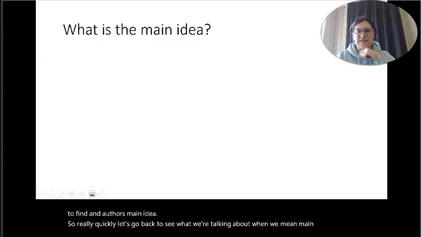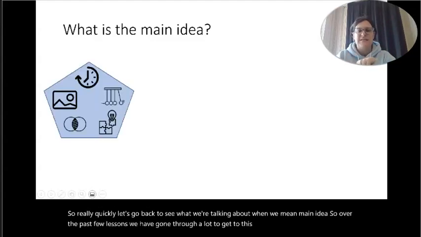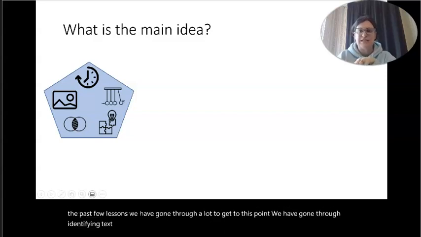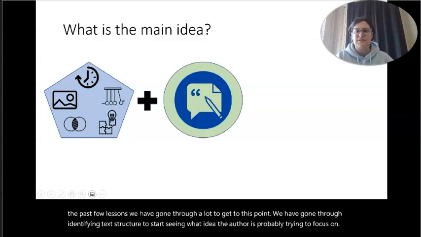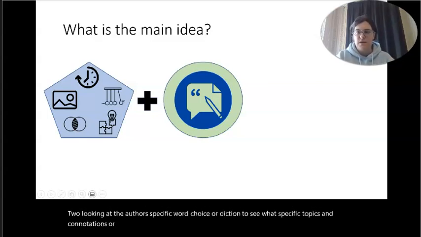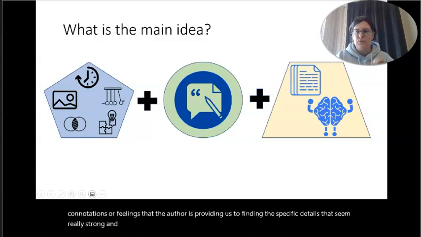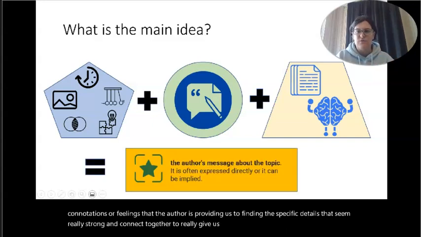So over the past few lessons, we have gone through a lot to get to this point. We have gone through identifying text structure to start seeing what idea the author is probably trying to focus on, to looking at the author's specific word choice or diction to see what specific topics and connotations or feelings the author is providing us, to finding the specific details that seem really strong and connect together to really give us an idea of what the author is trying to say.